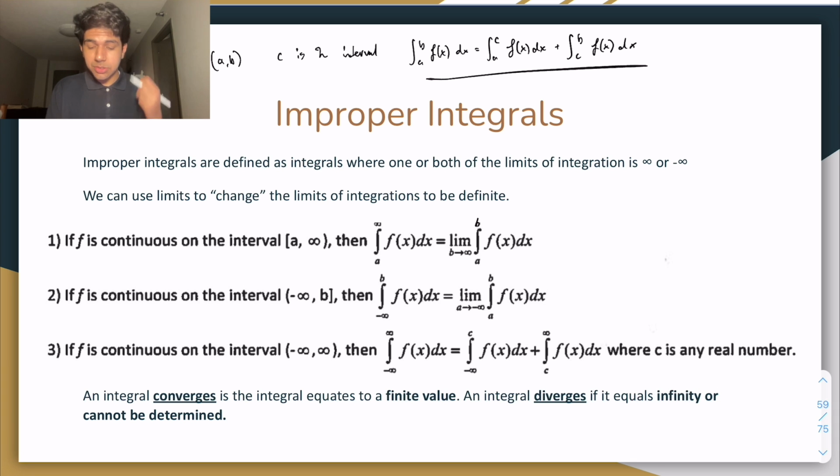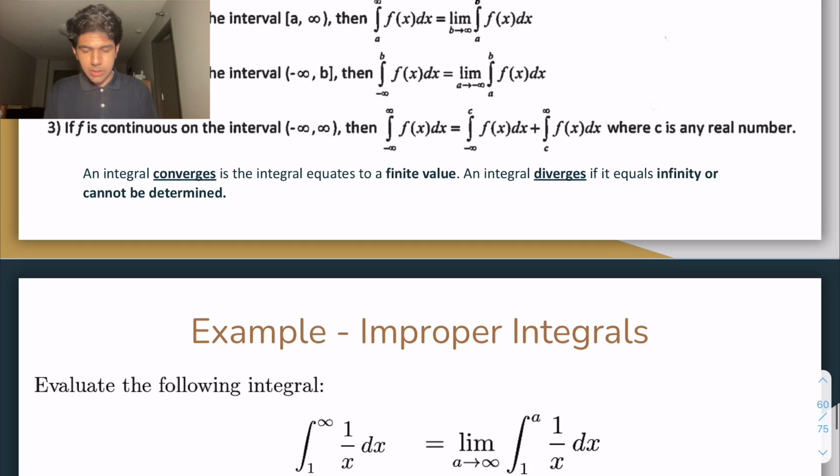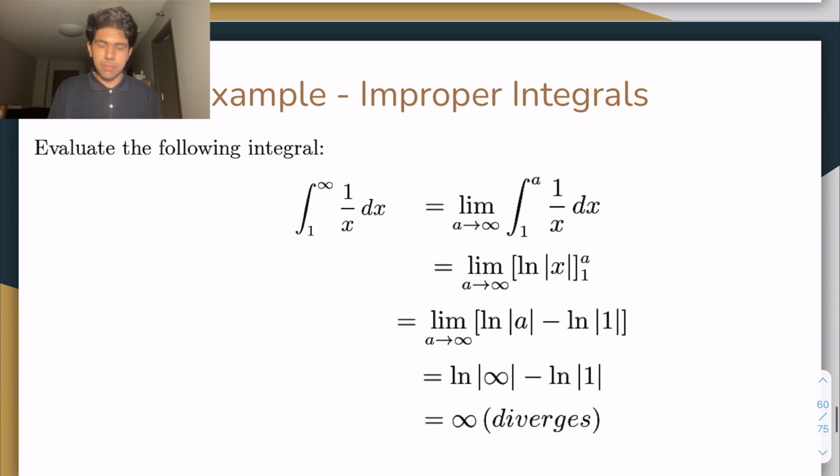Finally, we say an integral converges if the integral equates to a finite value, and an integral diverges if it equals infinity or cannot be determined. Infinity or negative infinity, something like that. So that's the vocabulary that we will be using. So let's see an example using improper integrals.